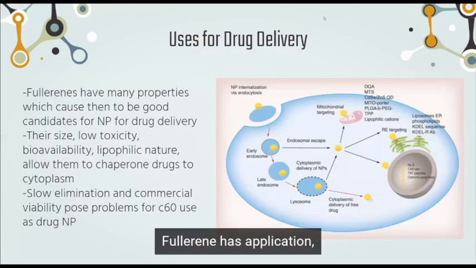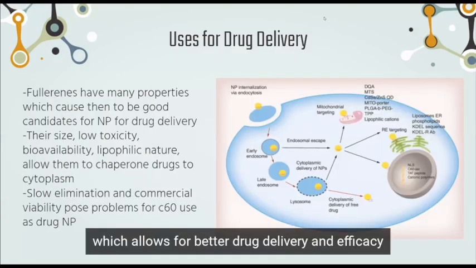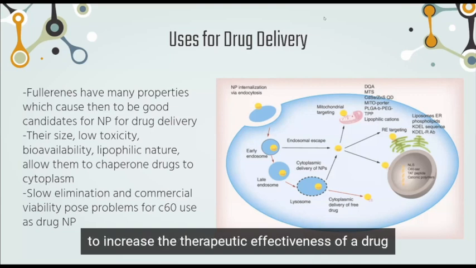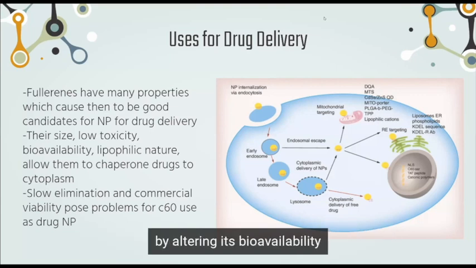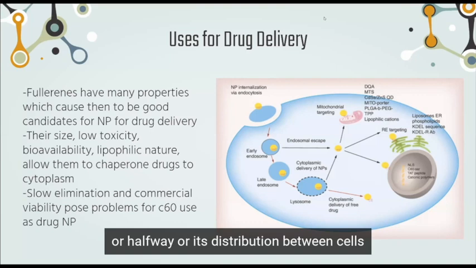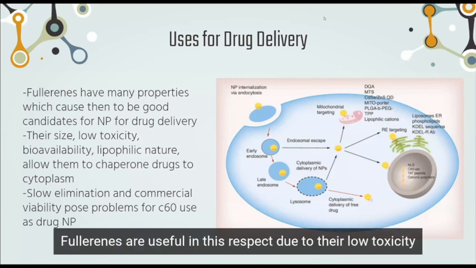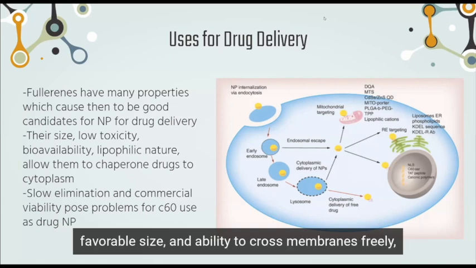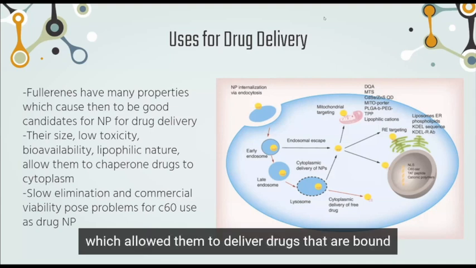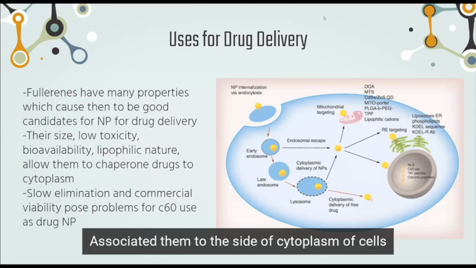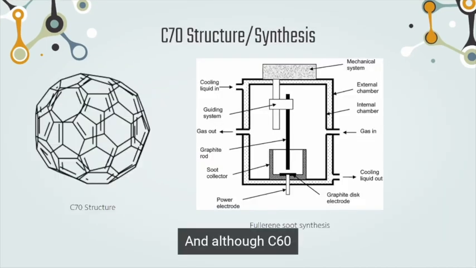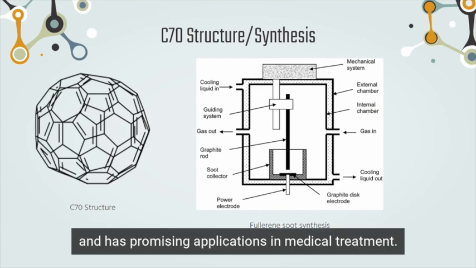As well, fullerenes have applications as nanocarriers for drugs, which allow for better drug delivery and efficacy. Generally, the purpose of using a nanoparticle for drug delivery is to increase the therapeutic effectiveness of a drug by altering its bioavailability or half-life or its distribution between cells. Fullerenes are useful in this respect due to their low toxicity, their favorable size, and their ability to cross membranes freely, which allows them to deliver drugs that are either bound or associated to them into the cytoplasm of cells, which improves delivery.